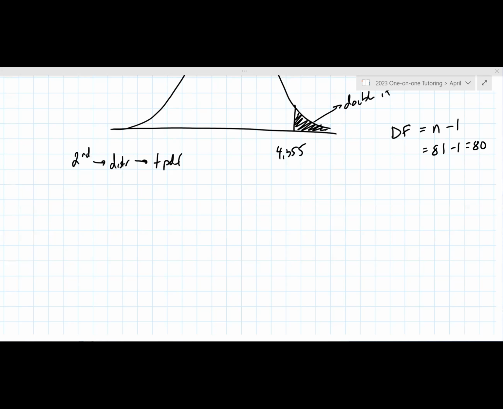I'm sorry, is there a TCDF? I'm sorry, I was looking at the wrong thing. Second distribution. Sorry, you want TCDF. I don't know why I said PDF. You want TCDF. Okay, yeah. And let me try this again.